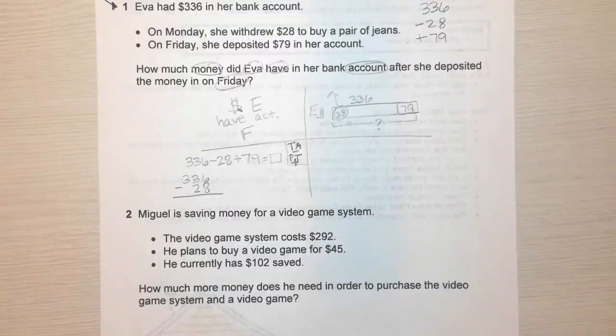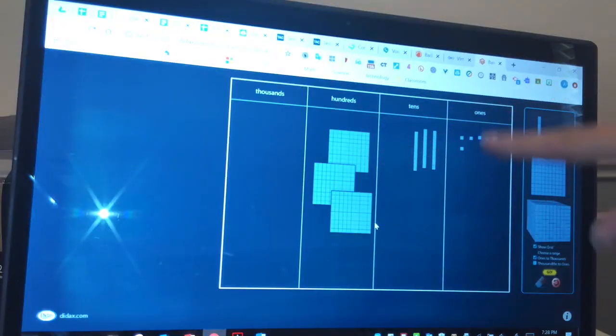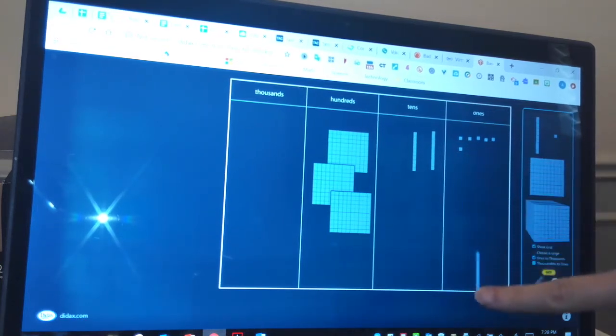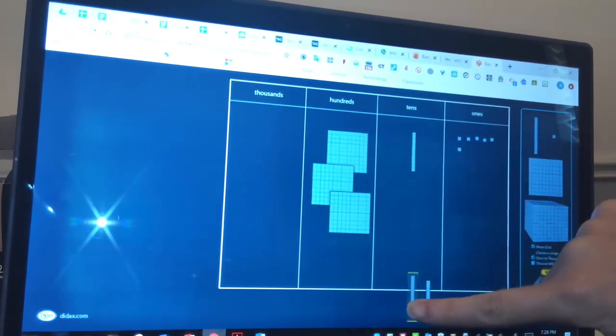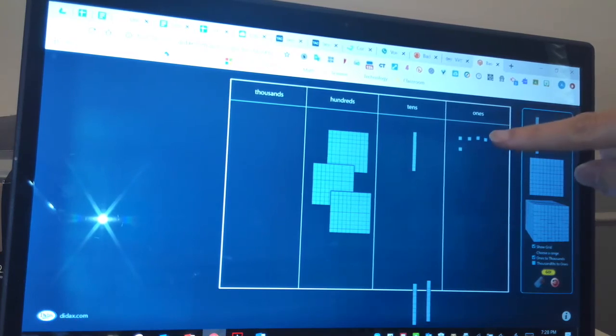Line up the place values. 30 and 6. Now I need to take away 28. So I'm going to take away 2 tens. Move them down here so you can see where they go. 2 tens, and I need to take away 8 ones. But I have a problem. There's not 8 ones here, so I need to do something.